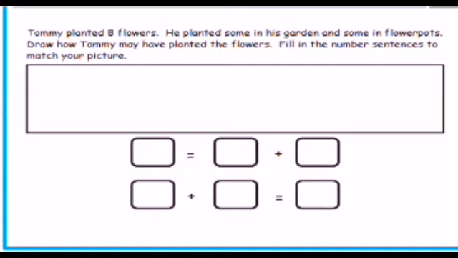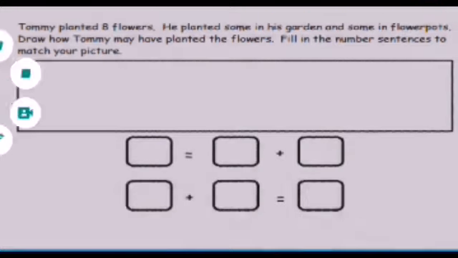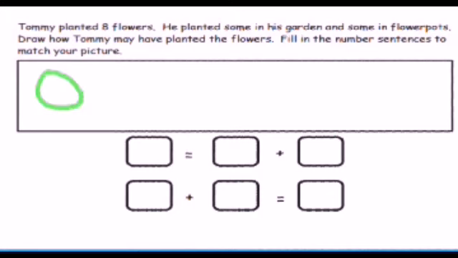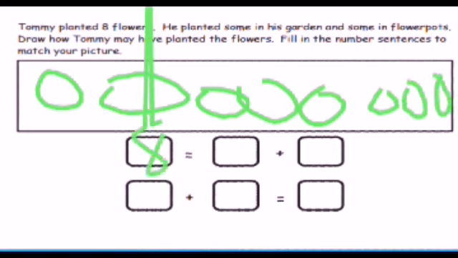Tommy planted 8 flowers. He planted some in his garden and some in flower pots. Draw how Tommy may have planted the flowers and fill in the number sentences to match your picture. So we're drawing 8 flowers. 1, 2, 3, 4, 5, 6, 7, 8. So we have 8 as our total here.